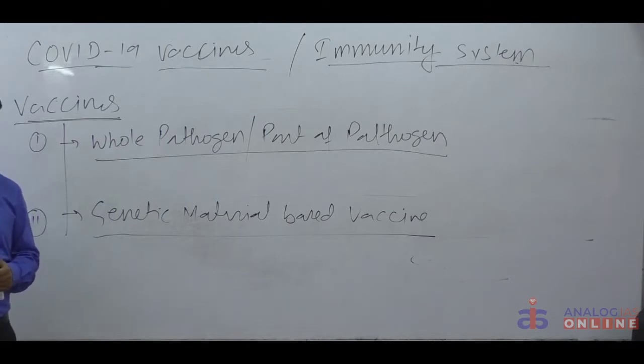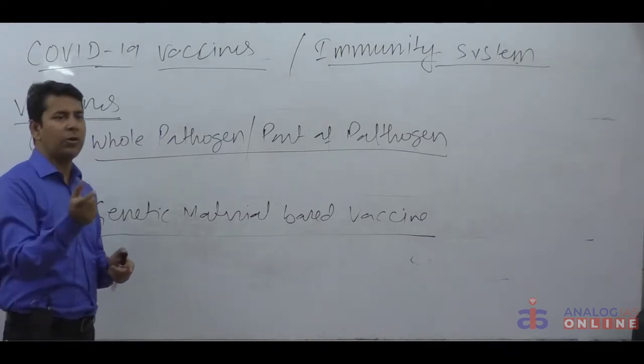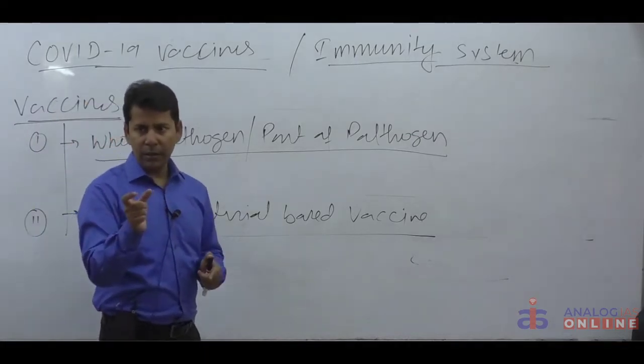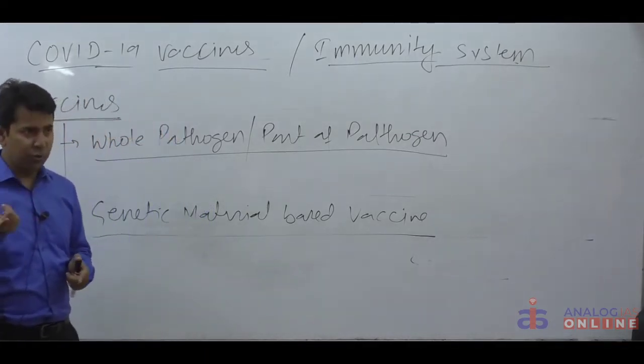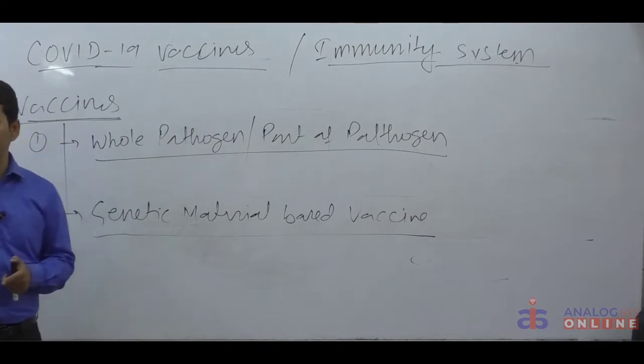It's a messenger RNA. The messenger RNA will tell our own cell to produce a spike protein which is being produced by the COVID-19 virus. So the COVID-19 virus spike protein will be produced by our own body cells because we have given the messenger RNA. We have given the formula to make it. Messenger RNA is nothing but the formula, the code, the instructions to the ribosome to develop a certain kind of protein.